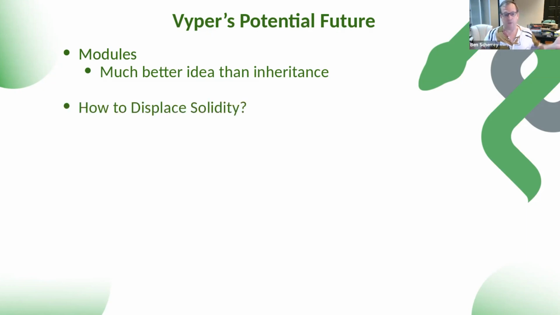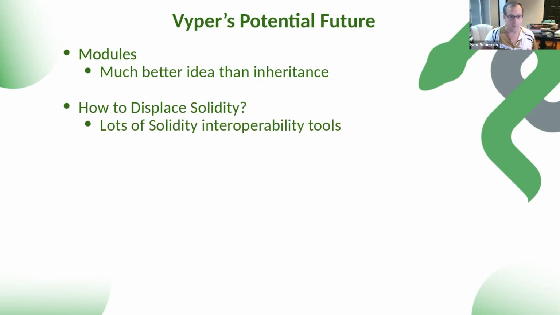The other thing now, back in 2019, Vyper wasn't as efficient gas-wise, and it had other issues. Now it's competitive and better than Solidity in terms of gas generally. So now it's time to displace Solidity, right? How do we do that?